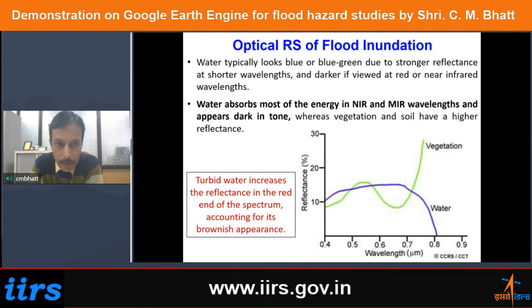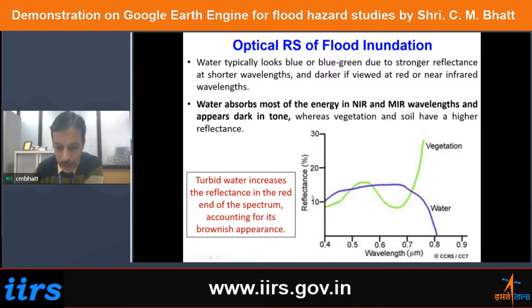We will basically deal with optical remote sensing, and the case study will also be on optical images. Before we go into the practical, I just want to tell you the background, how it is done, and what the guiding factors are. Water typically looks blue or blue-green due to stronger reflectance at shorter wavelengths, and darker if viewed at red or near infrared wavelengths.